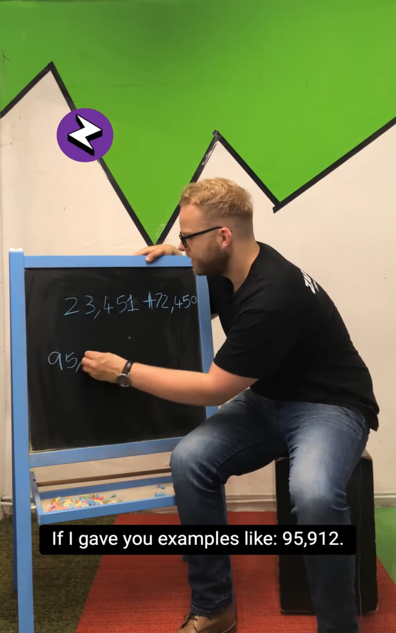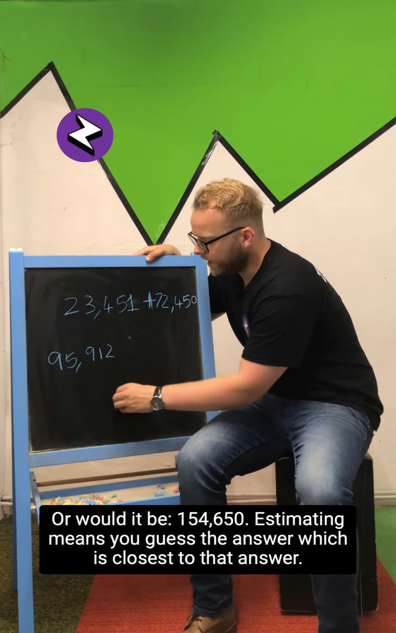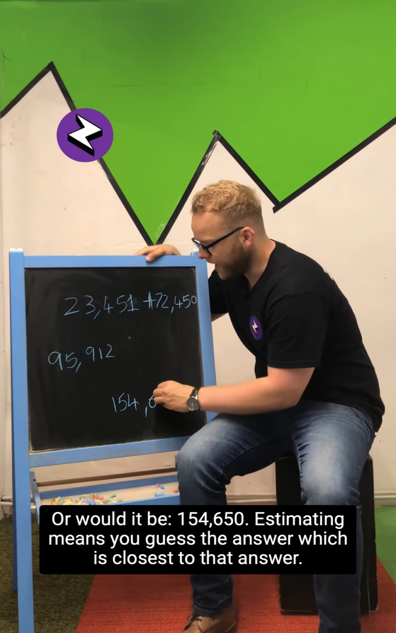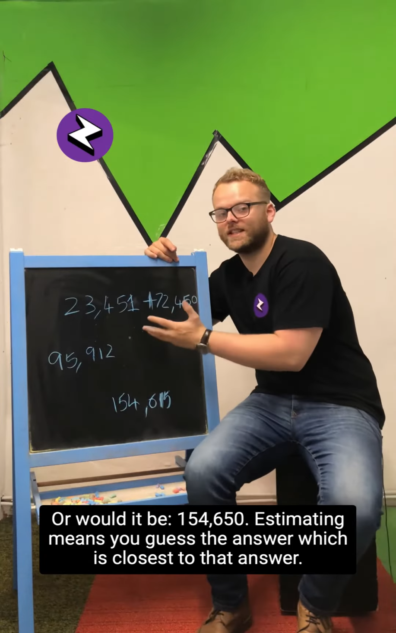So, in this case, if I gave you examples like 95,000, I don't know, 912, or would it be 154,615? Now, estimating means you guess the one that's closest to that answer.